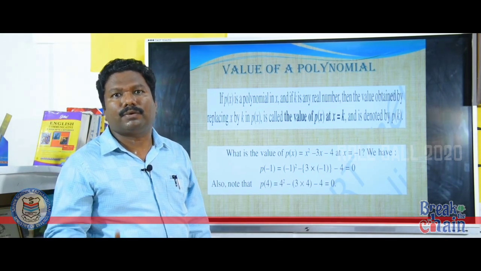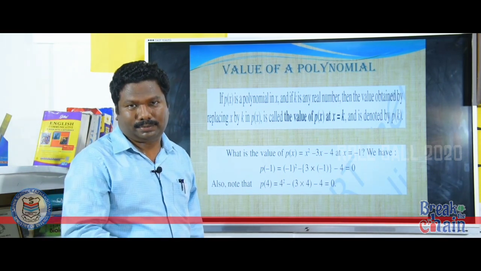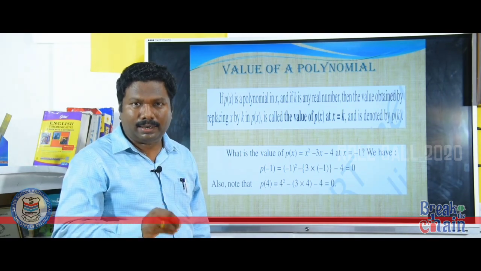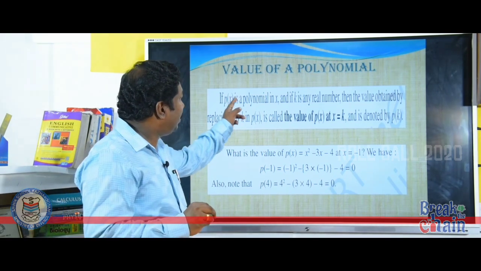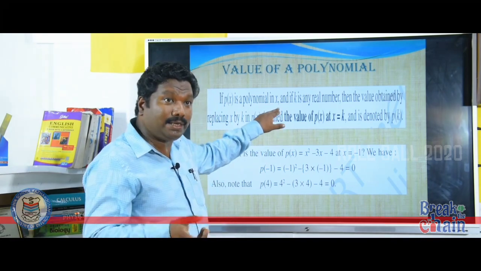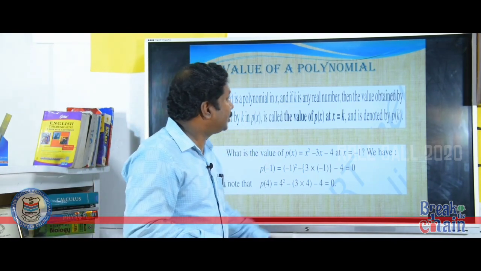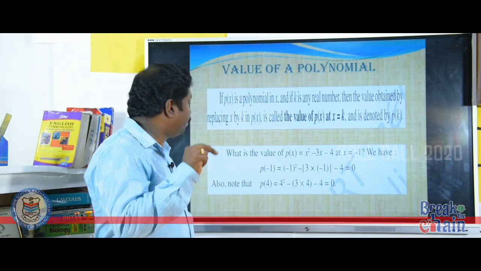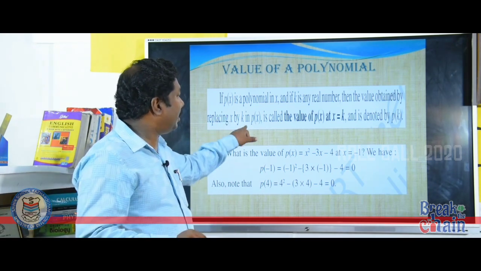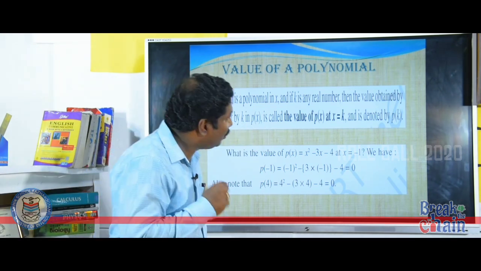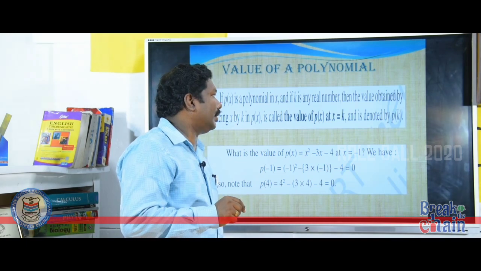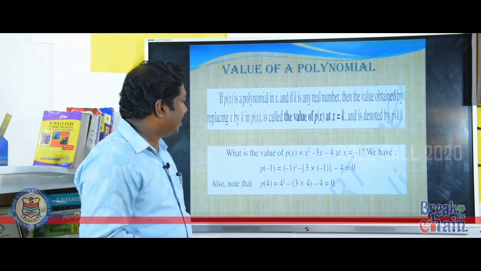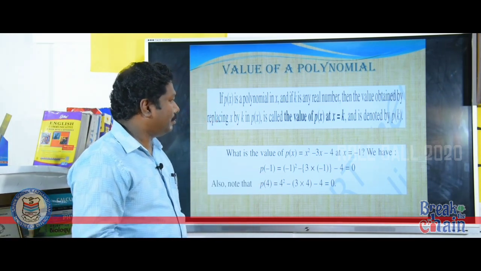This is what is called the value of that polynomial at that k. P of x is a polynomial in x. Here the variable is x and k is any real number. Then the value obtained by replacing x by k in p of x is called the value of p of x at x is equal to k and is denoted by p of k. Here is an example.